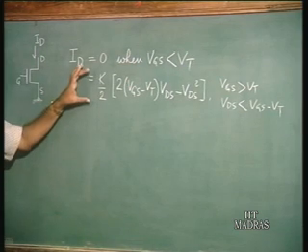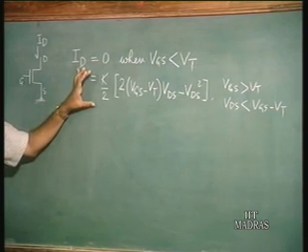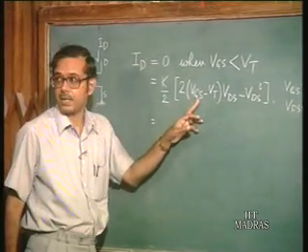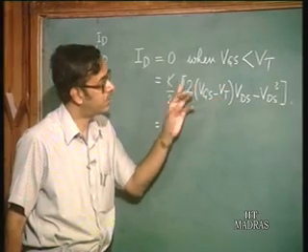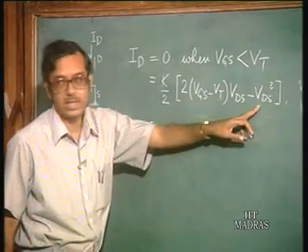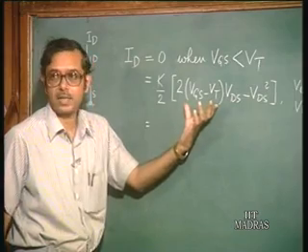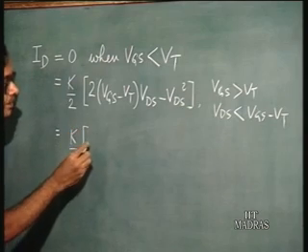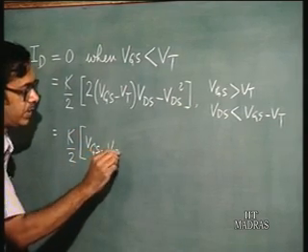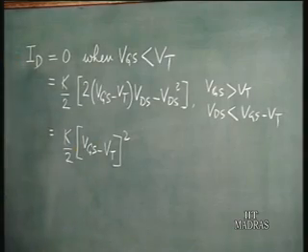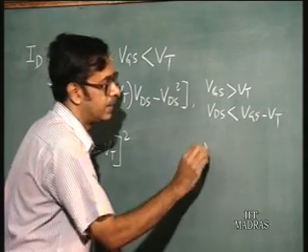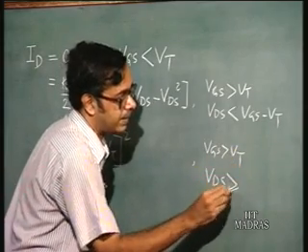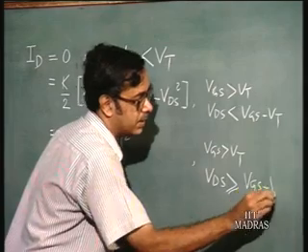This region of the characteristics is called the linear region of the characteristics. When VDS becomes equal to VGS minus VT, you have 2 times VGS minus VT squared minus VGS minus VT squared. So, this becomes VGS minus VT squared. So, you have ID equal to K by 2 times VGS minus VT whole squared, for again VGS greater than VT and VDS greater than or equal to VGS minus VT.